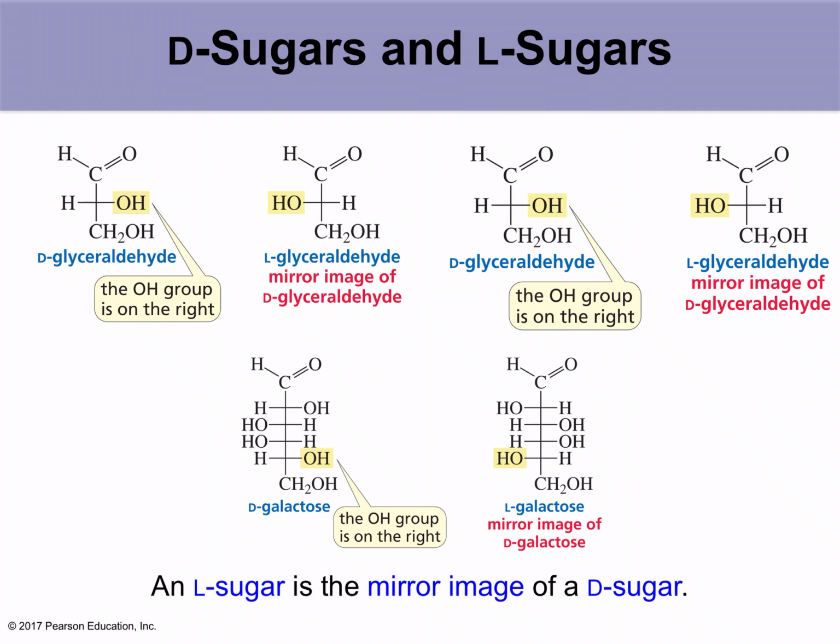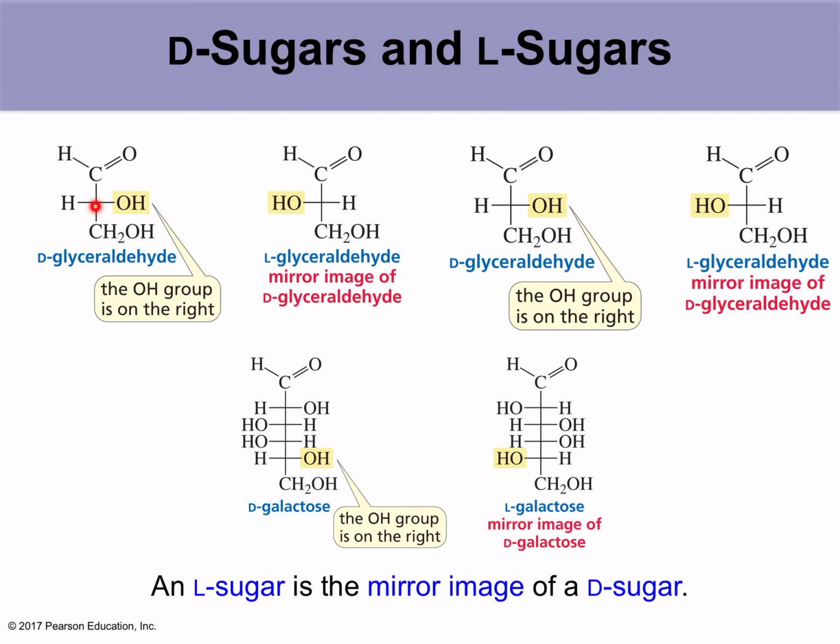D sugars and L sugars. We give another designation to these sugars based on where the hydroxyl group is located in the Fischer projection. And that hydroxyl group is on the very first asymmetric carbon. Now this CH2OH is the last carbon. We are not considering the very last carbon, but the one before that.